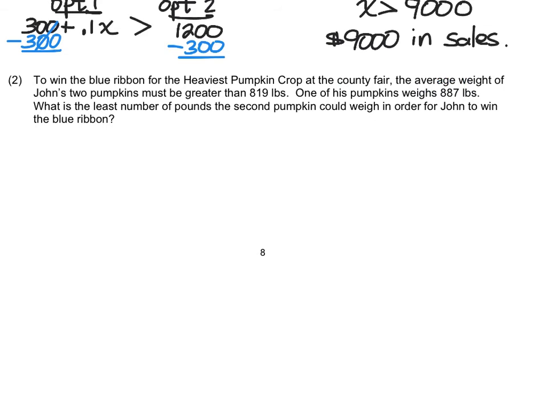All right, so we want the blue ribbon prize. The average weight of John's 2 pumpkins must be greater than 819 pounds. One of his pumpkins weighs 887 pounds. What is the least number of pounds the second pumpkin could weigh in order for John to win the blue ribbon? All right? Word problem, we got to define our variables. So let x equal the weight of the second pumpkin.